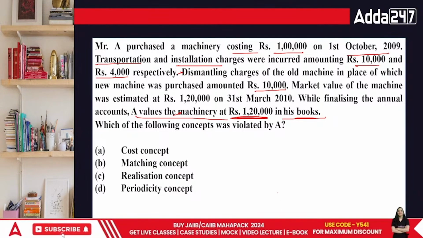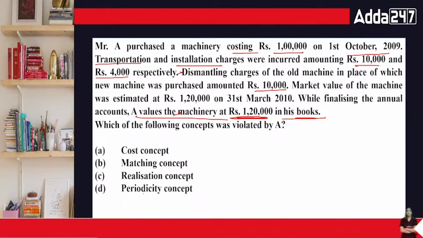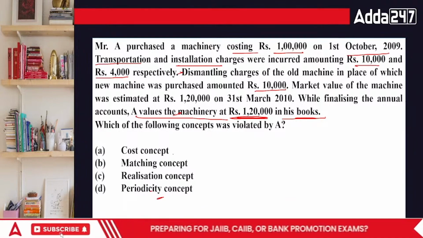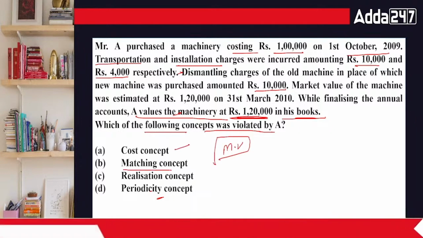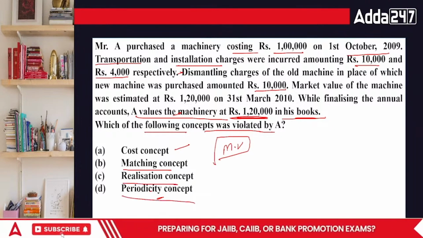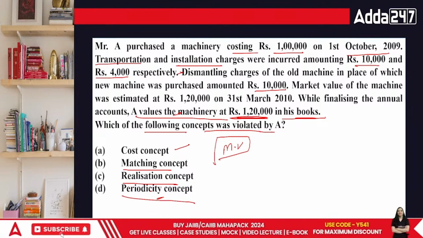See, there is a concept violation. It is asking which of the following concepts is violated by A. He is recording everything at market value, right? Is it the cost concept, matching concept, realization concept, or periodicity concept? According to you, what is going to be the answer?